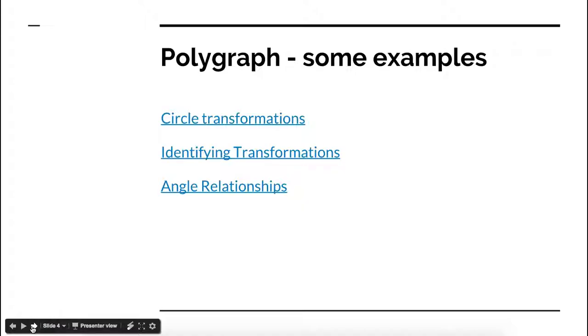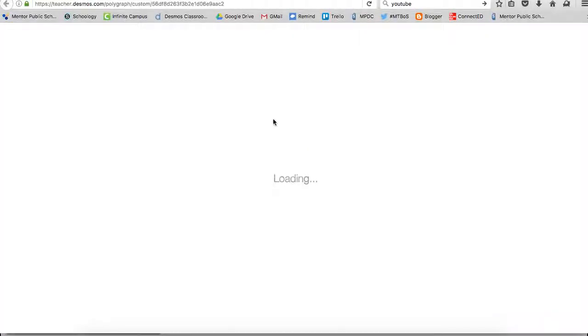For some examples that I have here, the first two, circle transformations and identifying transformations, are two polygraphs that I made myself. And angle relationships is one that I found through searching, which is a whole separate topic of how to search for good Desmos activities. So for now, let's just click on circle transformations.